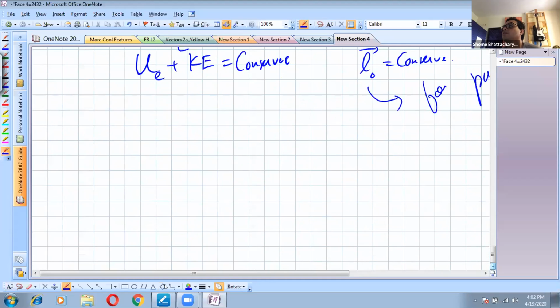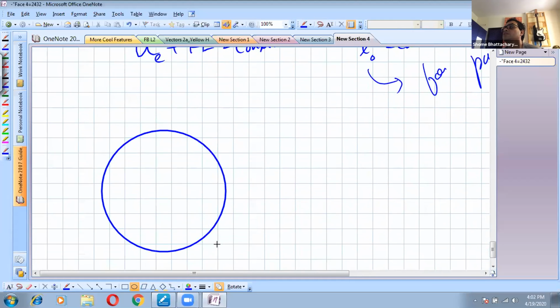So question के केस में क्या हो रहा है? My sphere is over here. Let's say this is the sphere with the center of the sphere being here, and my particle is somewhere here. It's having an initial velocity like this. So all this is given to us.